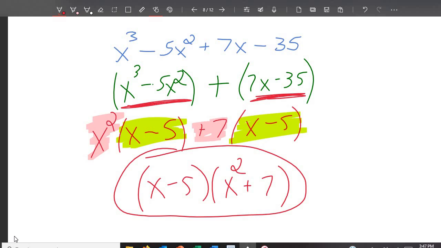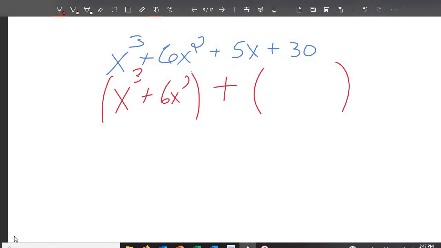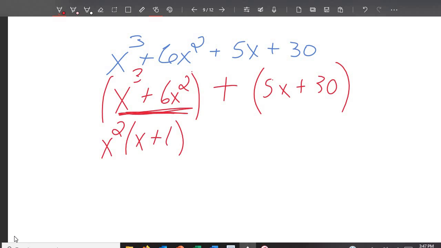Alright, let's do some more. 2 sets parentheses with plus sign in the middle. First 2 terms. Second 2 terms. Now, here, we can factor out an x squared. That's what they have in common. Here, they're both divisible by 5, so we put a 5 out in front, divide by 5, we get this.